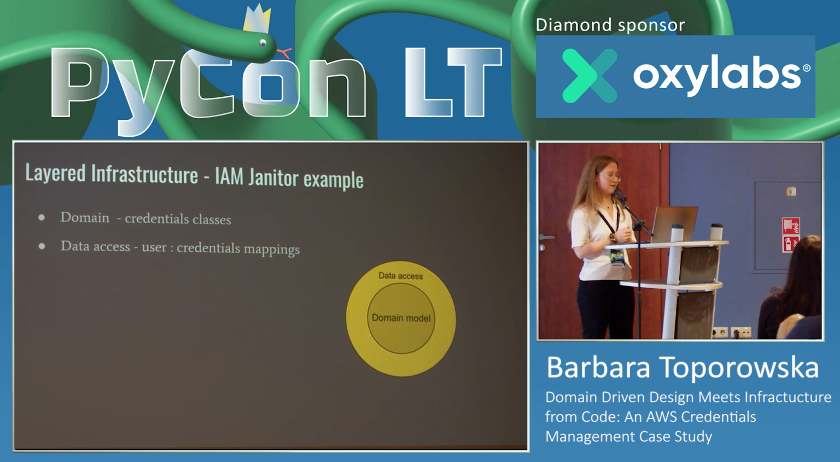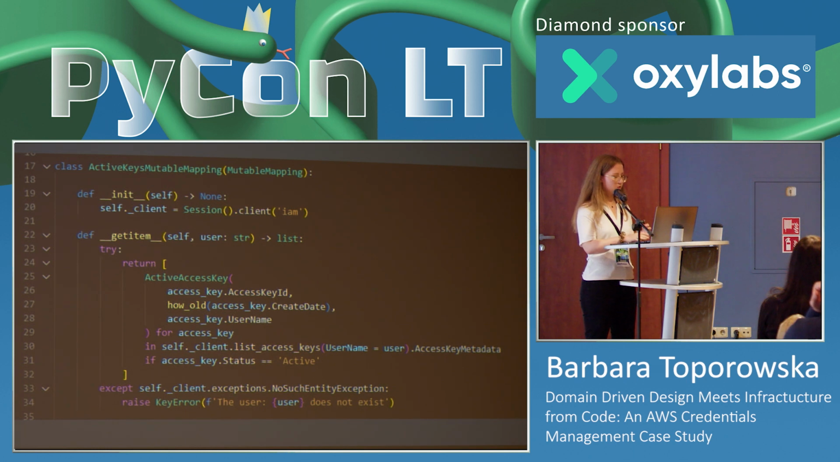Next, we have a data access layer where we hold user credentials mappings. And this is where we are going to contain all of boto3's complexity. So we use this layer to populate the domain objects with the data from boto3. And here we start communicating with the cloud, but this code still runs locally and is blissfully unaware of the fact that we're going to want to launch it to the cloud eventually.